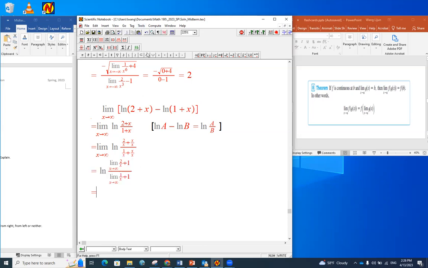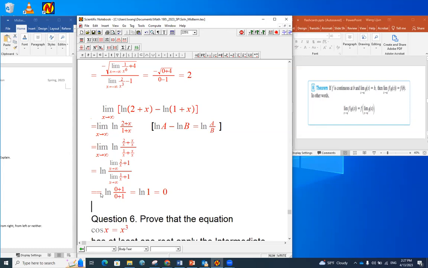By this time, what do we get? X approaching infinity, so this is 0, and that limit is 0. So we ended up with ln 1. ln 1 is 0. Okay, so that's it.